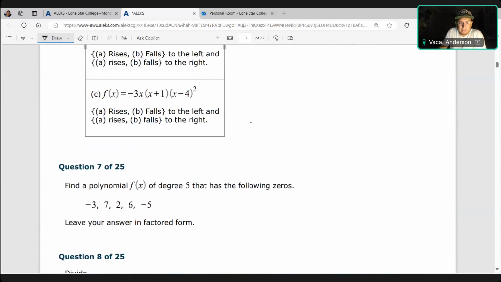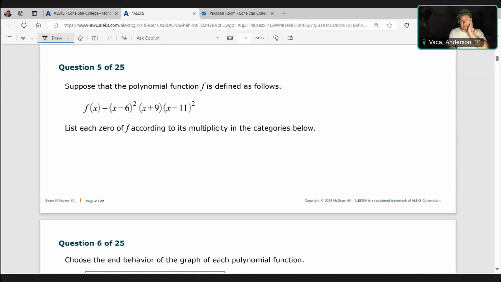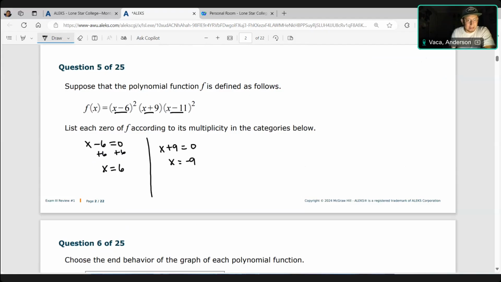So let's see. I'll tell you what's going on here. The zeros will be the following. Notice these things inside of those parentheses; they are going to help us find the zeros. One zero is 6. Another zero happens to be -9. And another zero happens to be 11.